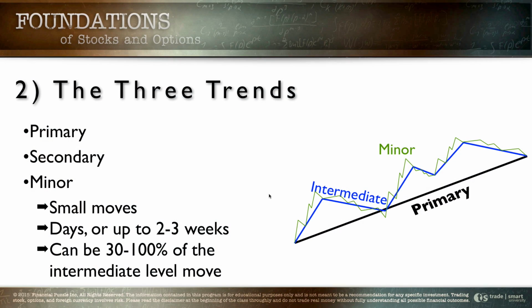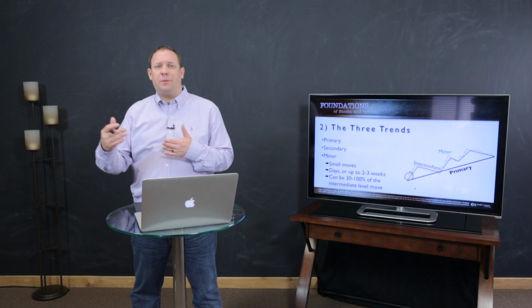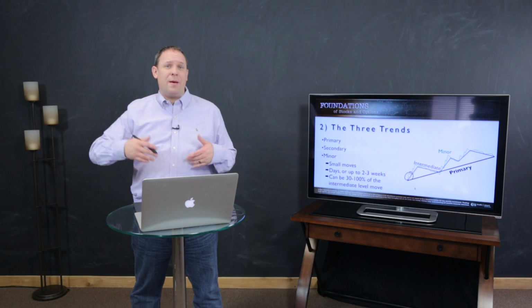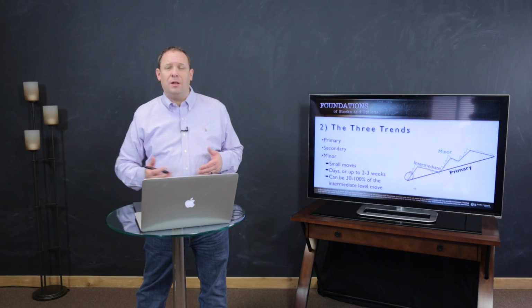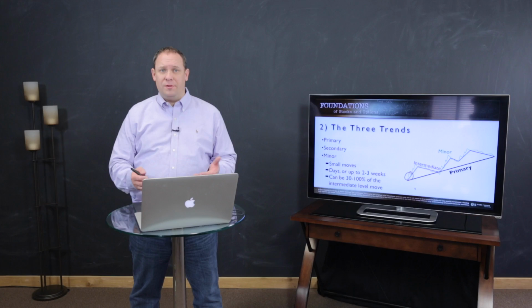Now, these minor level moves are very much like the intermediate. Each wave of that minor level move, the reaction wave, is going to result in a 30 to 100% retracement of the first wave that's part of that intermediate move. And so it's not going to retrace more than that. If it retraces more than that, then something else is happening and you're getting outside of the minor level of the trend. All right, let's look at an example so we can take this out of the theoretical world and more into the real world.